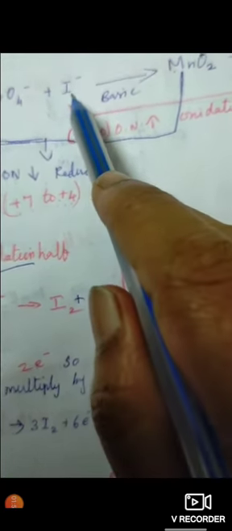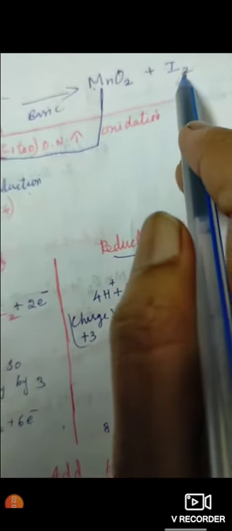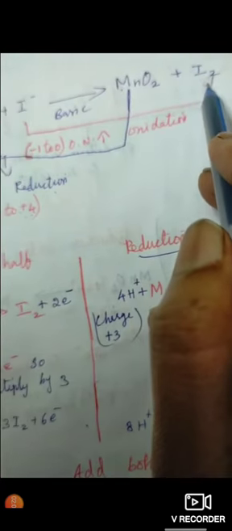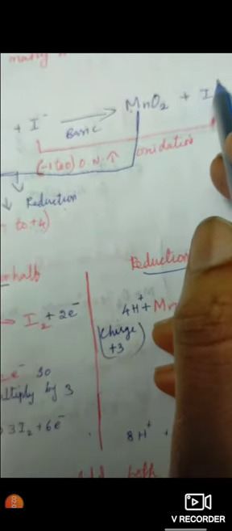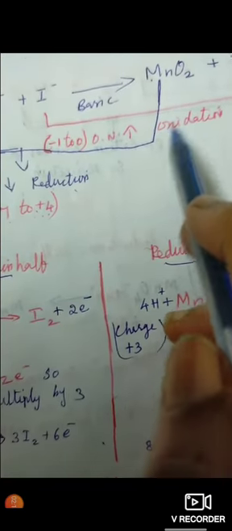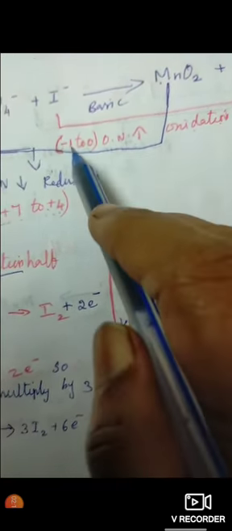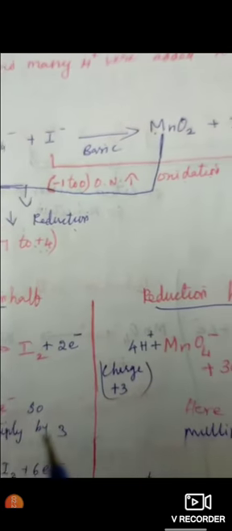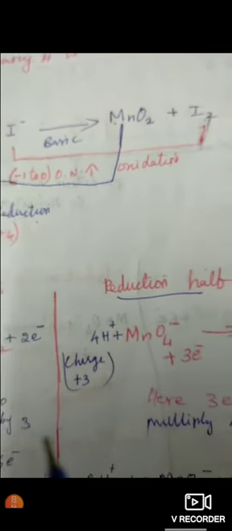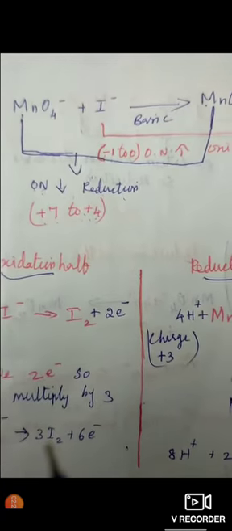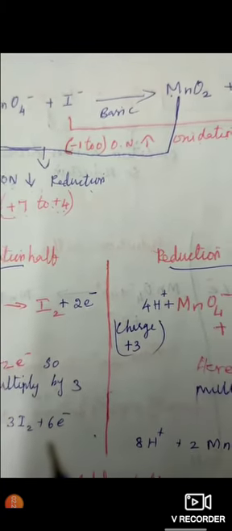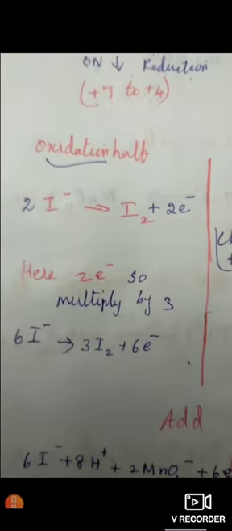Look here, iodine, I minus is there. When it is converting into the product, I2 is there. I2 is elemental, so 0. Minus 1 to 0, the oxidation number increases, so it is oxidation. Now what is the oxidation reaction in this? I minus to I2. What is the reduction reaction? MnO4 minus to MnO2. Okay.